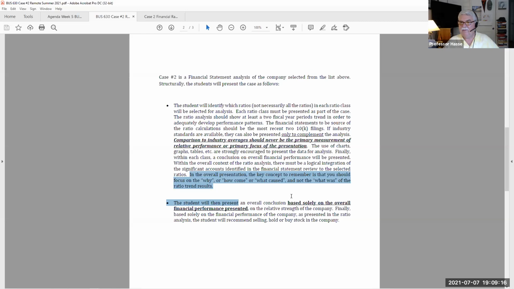Why, how come, what caused? The what was the financial numbers. Now you're going to interpret it. What does that tell me? What does it tell me about the stock, whether it's a good investment? What does it tell me about the company's management style or efficiency? What does it tell me about the company's relationship to the market? And I'm going to tell you this right now, which I shouldn't, but I'm going to. If you want to get 100 on this, it's not mentioned in any part of this case, but you want to compare this company to their competitors in the market.